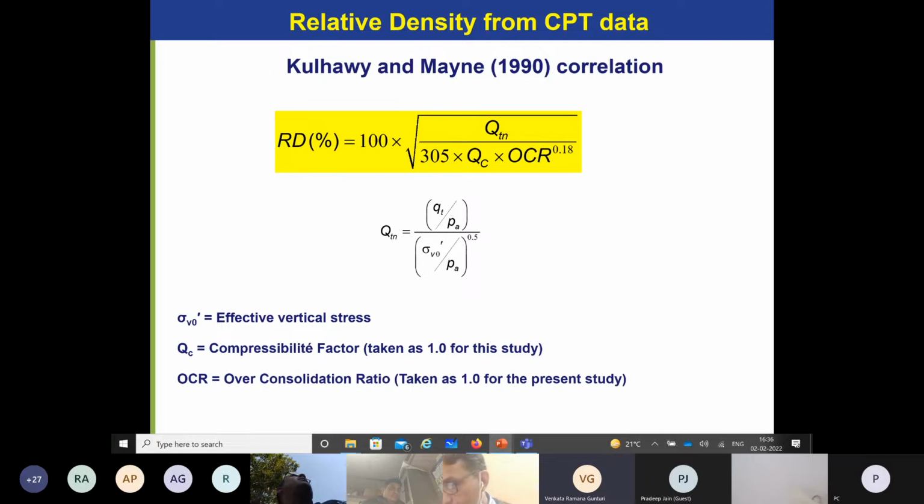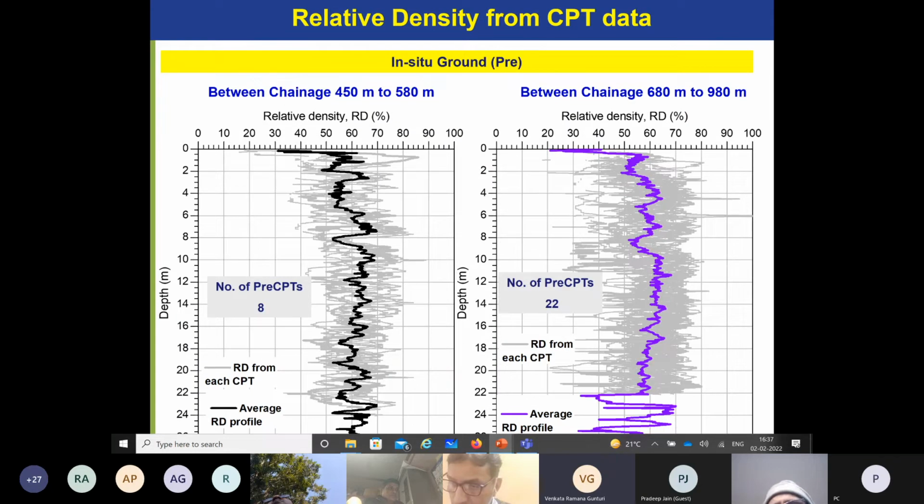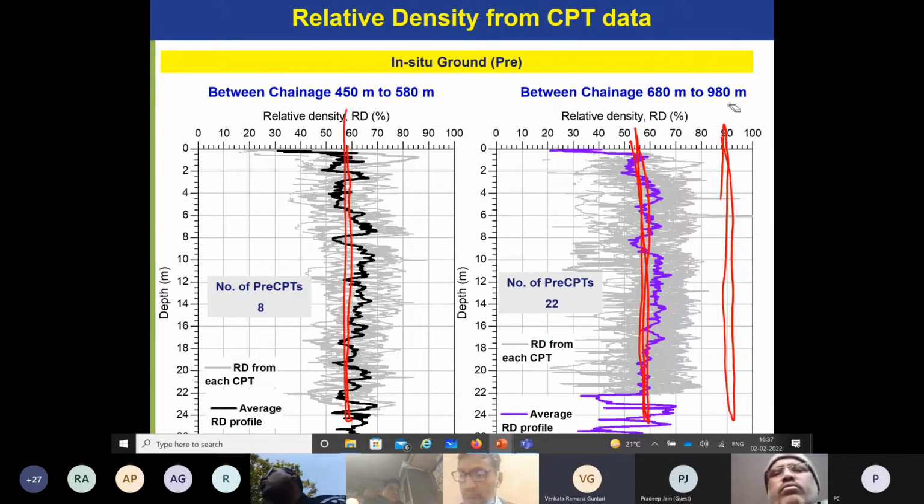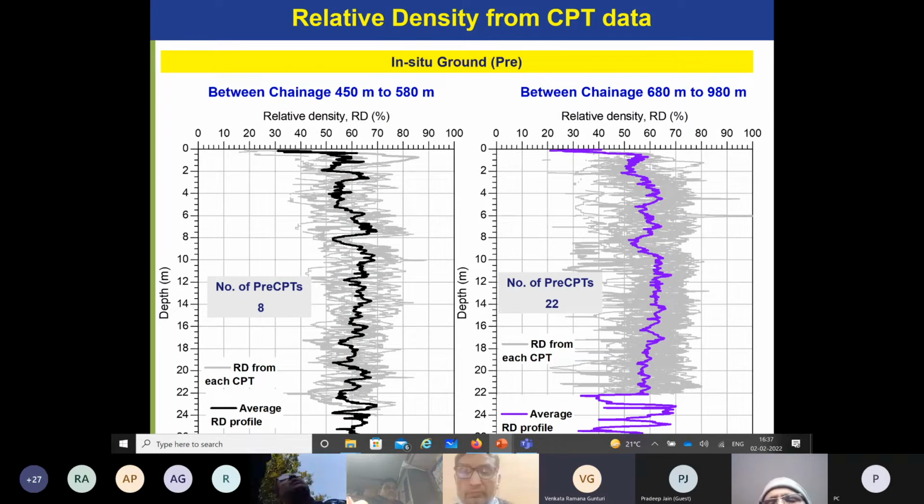Now, we also found the relative density. I believe relative density is a better parameter than your unit weight to decide what kind of state the sand is in. So, in situ ground, as you can see here, is about 60% relative density. The contract specified that the relative density post compaction should be about 90% or above. The relative density before the compaction work is about 60%, as you can see here, the dark black line.